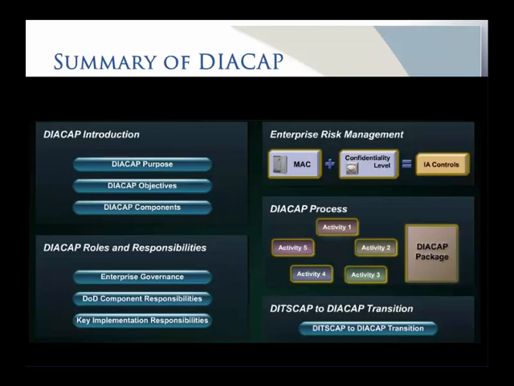You think about it, we could be talking about a database, we could be talking about a distributed simulation that's going to run on lots of different machines, we could be talking about a web-based application, we could be talking about anything. I can't give you a checklist of what we do for all systems because they're not going to apply to everything. So just understand what the purpose is, what the objectives are, what the components are, and that it's about risk management, which is going to talk about your MAC level and your confidentiality level, which is going to determine your IA controls. These are the main things you want to get out of DIACAP.